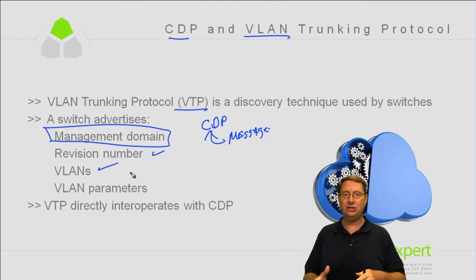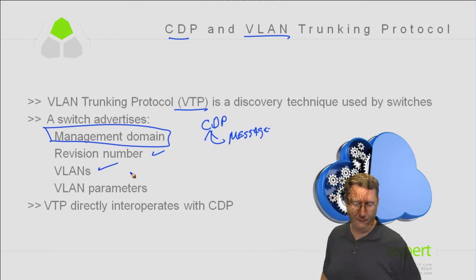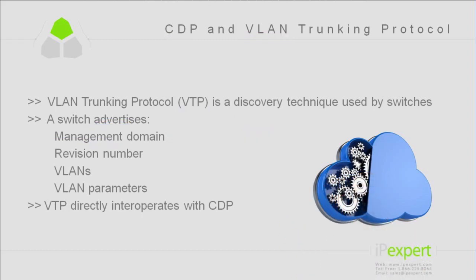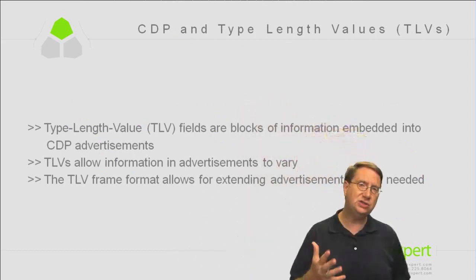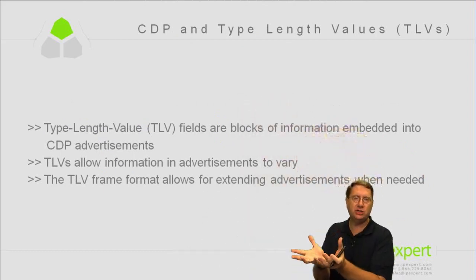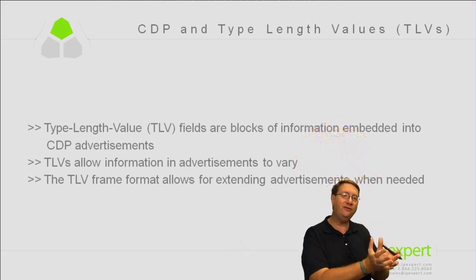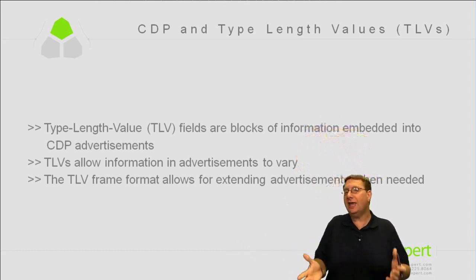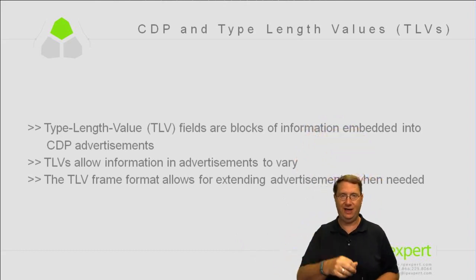Because again, information is going to be exchanged between devices using the CDP protocol. The Cisco Discovery Protocol is one of the most useful layer 2 tools that we have available to us. One of the reasons it's so useful is that it can communicate so much information, and it has the capacity to be modified to communicate different information in the future. This capability comes in the form of these TLVs that I was talking about, type length values.